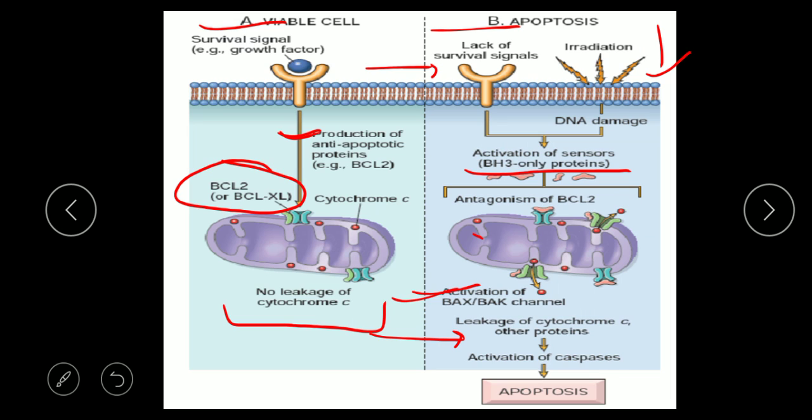Here you can see this is the pore in the outer membrane of mitochondria, out of which there will be leakage of cytochrome C and other proteins. Activation of caspases takes place and apoptosis will occur. This is the idea, guys. Now let's move on.